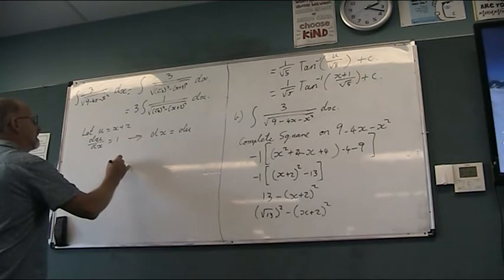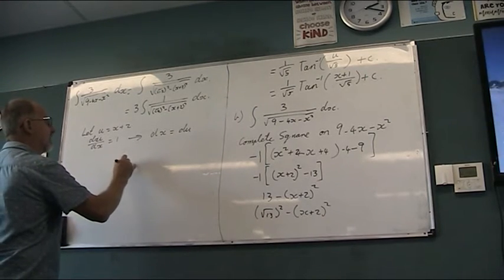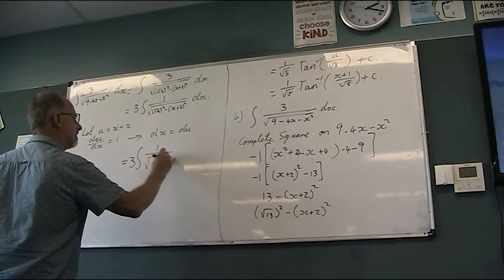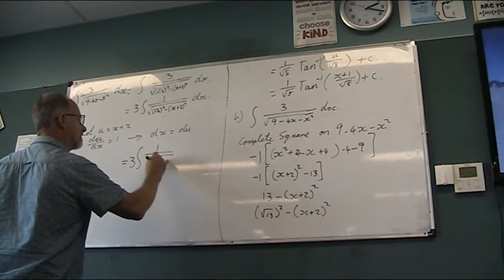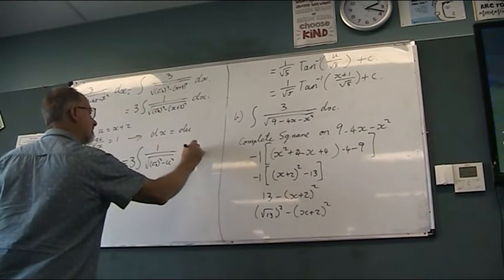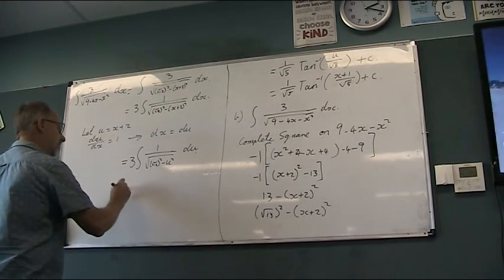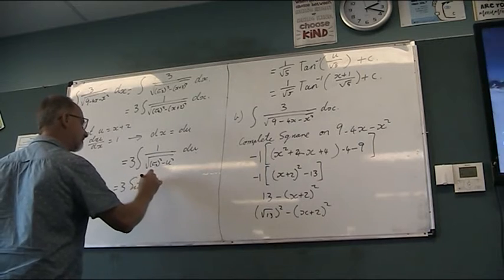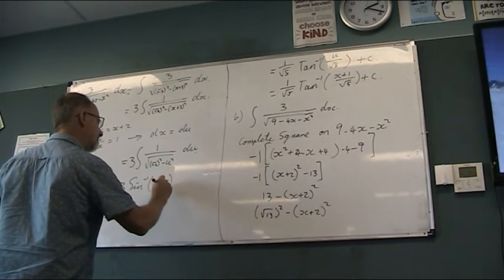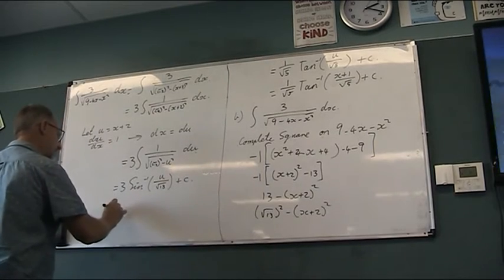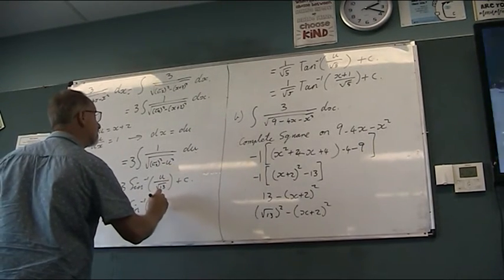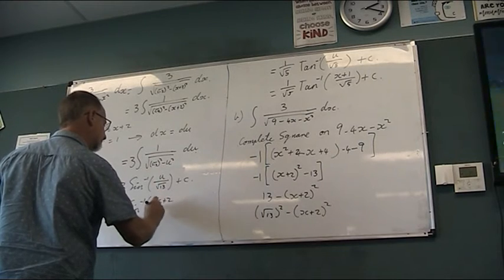Alright, so when we go there, now we've got 3 bracket 1 over square root of root 13 squared minus u squared du. 3 lots of sine minus 1 u on root 13 plus some constant. Make back our substitution: x plus 2.